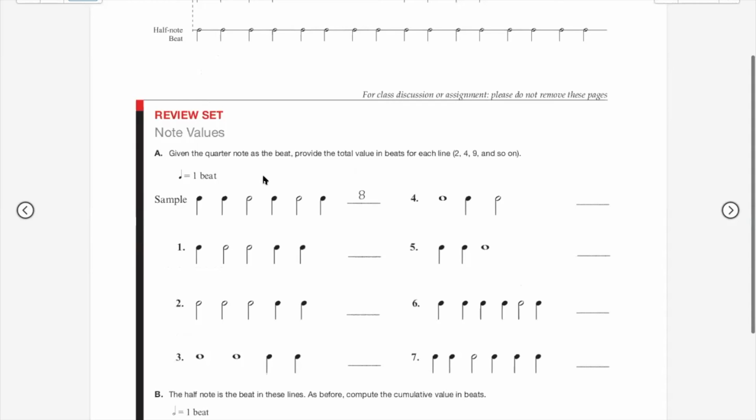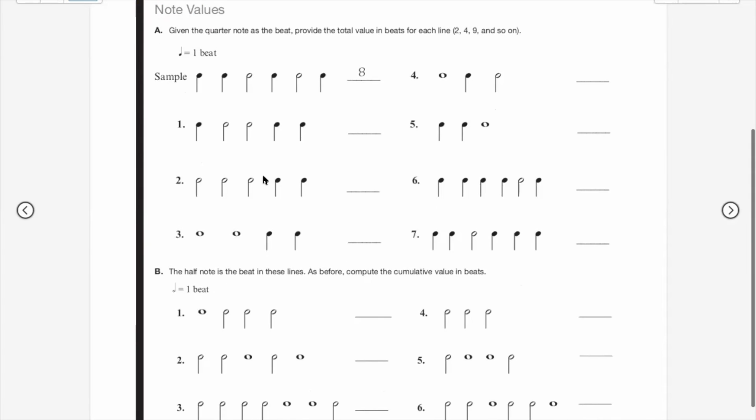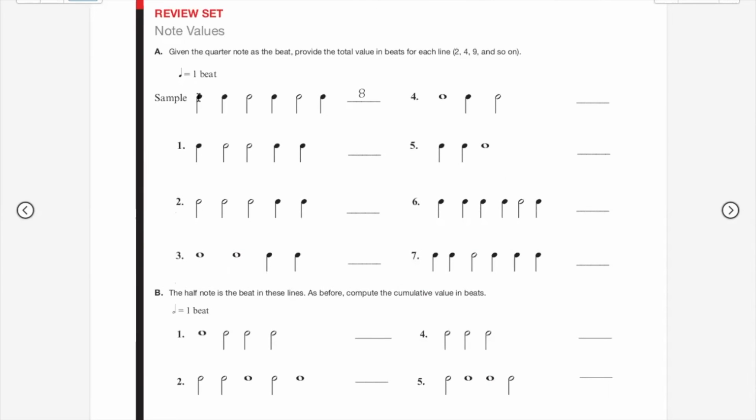Let's look at this review set, which is like a little math problem. You add all these guys together to figure out how many notes, or how many beats rather, there are total. Here's an example. They've told us a quarter note is 1 beat. So this first problem is 1, 2, 3, 4, 5, 6, 7, 8. I would suggest you pause the video and figure out for yourself what you think these answers are, and then turn it back on, because I'm going to continue and work the others for you.